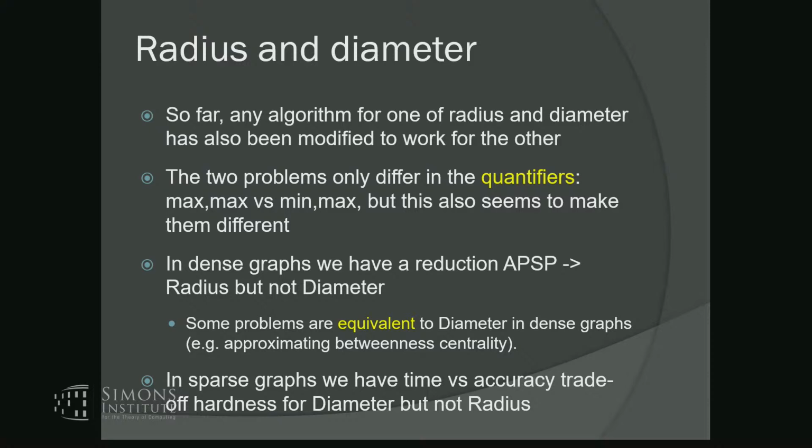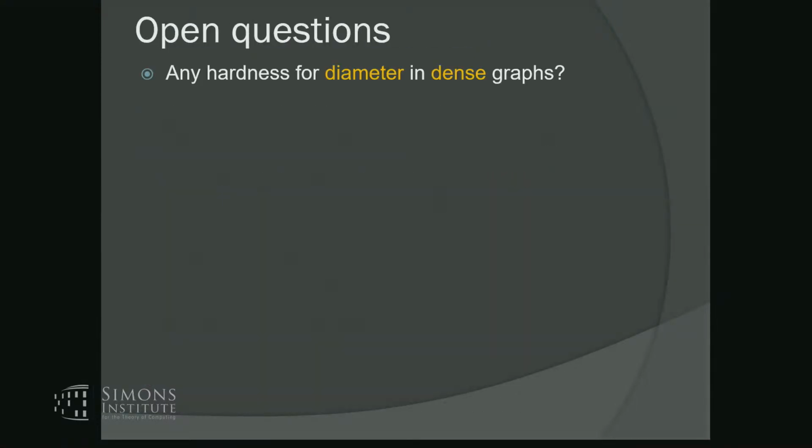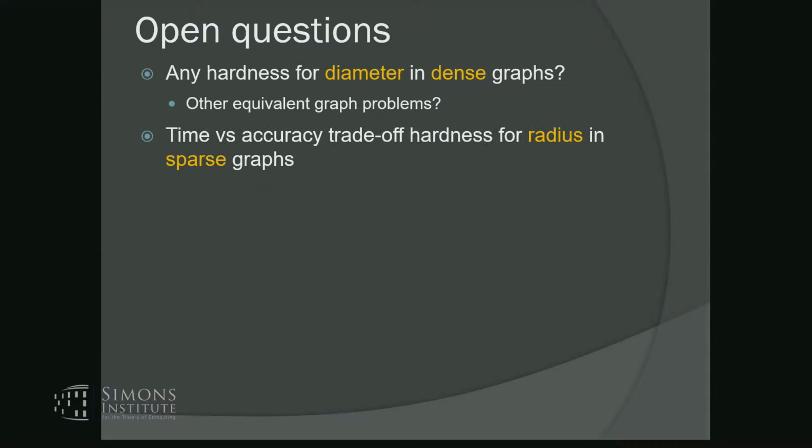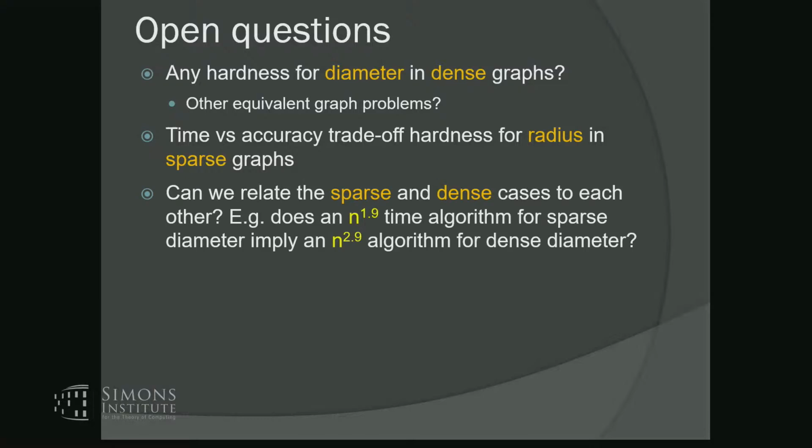And so it's kind of interesting that in dense graphs versus in sparse graphs, radius and diameter seem like diameter is harder than radius, or so it seems in one regime, and the opposite is true in the other regime. So these pose some interesting open problems that I'll put here. These first two open problems are trying to get radius and diameter to match up with each other. So can we get hardness for diameter in dense graphs, and can we get approximation trade-off hardness for radius in sparse graphs? Let me mention also a couple more open problems.